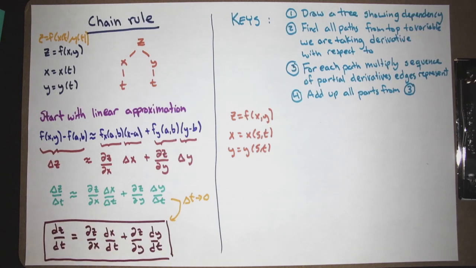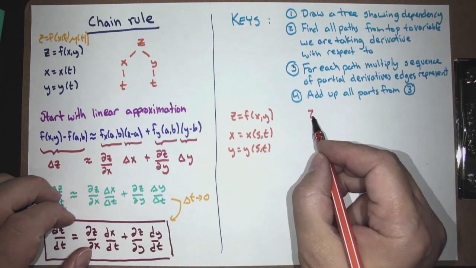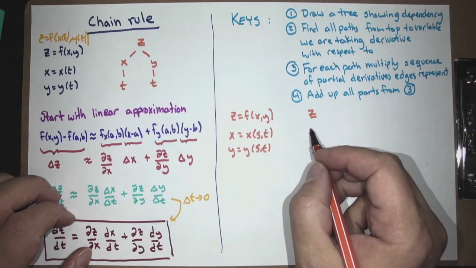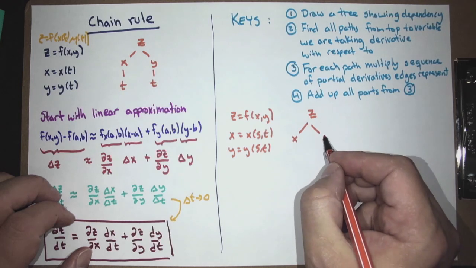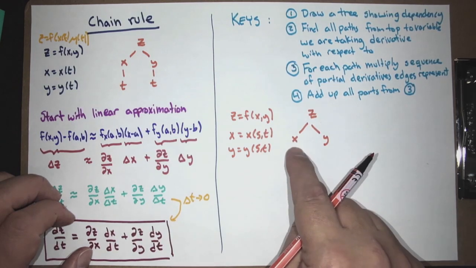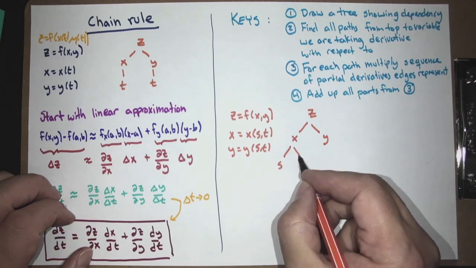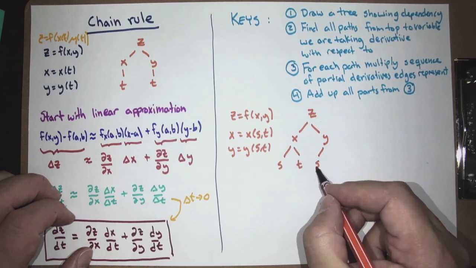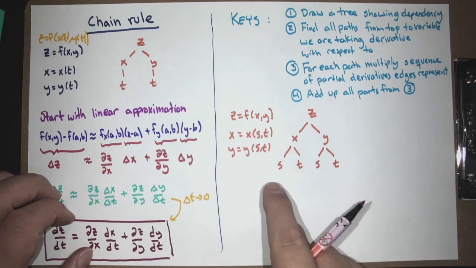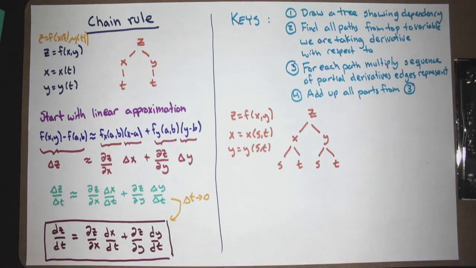So what's at the top of our tree? Z. What does z depend on? X and y. So we draw x and y. Then we come to x. What does x depend on? S and t. What does y depend on? S and t. It's okay to have repetition. You're just drawing a tree structure down. You're not trying to form loops, just complete tree structure down.